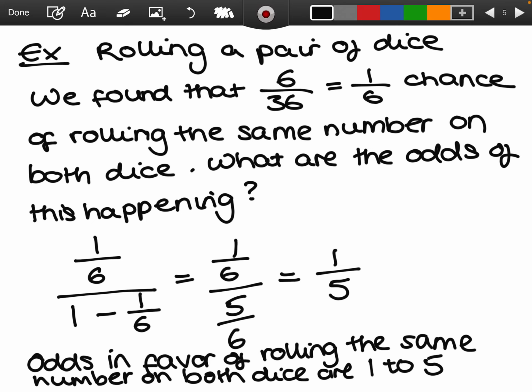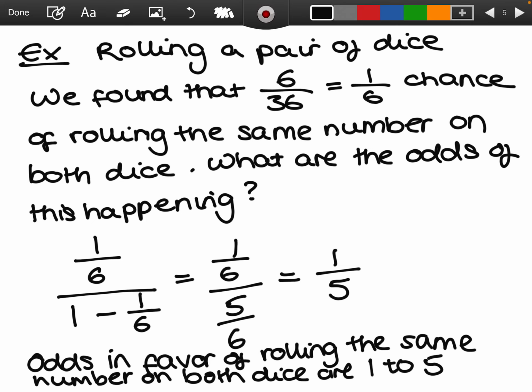So that tells me that if I were to add those numbers together, 1 in 6 times, I'm going to roll the same number on both dice. 5 in 6 times, I'm not going to roll the same number on both dice. I'm going to get different numbers on each of the dice, okay? So that's what these odds tell us, okay?